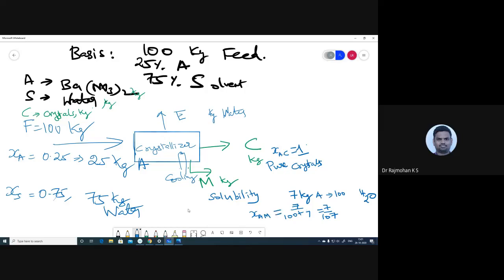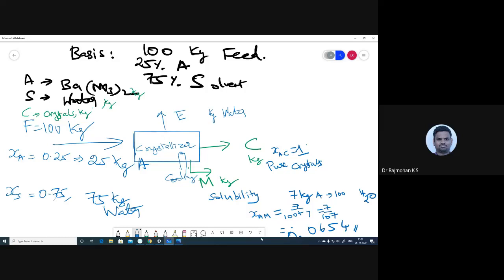It is given 7 kg of solute will be present in 100 kg of water. Therefore, mole fraction is total, right? So it should be 7 kg of A by amount of A, 7, plus amount of water. That is 7 divided by 100 plus 7, which is 7 by 107. So please use your calculator to get the XAM value. XAM will be equal to, how much do you get? 0.0654. 0.0654 will be the mole fraction of solute A, that is barium nitrate, in mother liquor M.